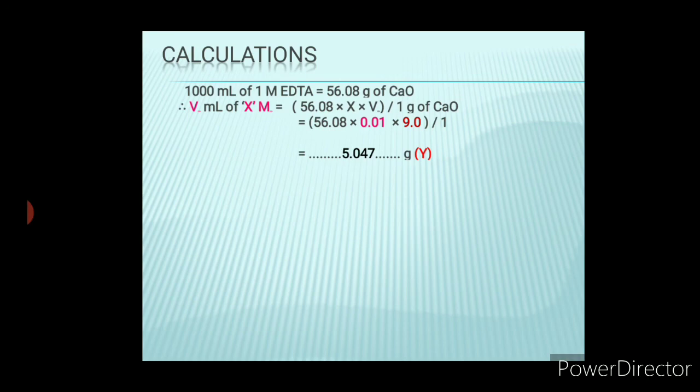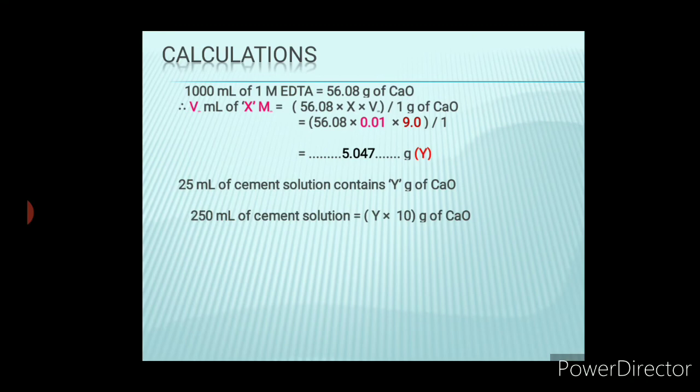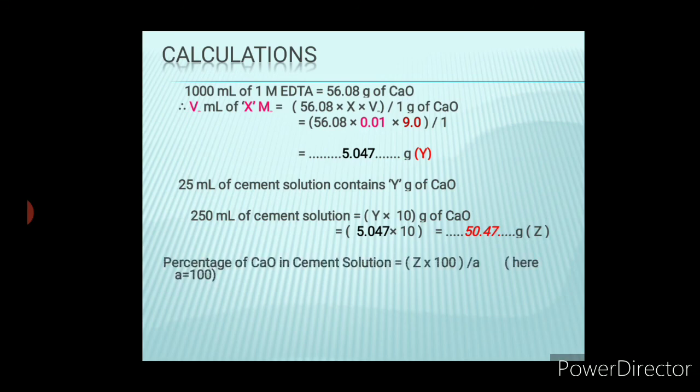Now here 5.047 gram of calcium oxide is for 25 ml. So for 250 ml, how much, we need to calculate that first. For 25 ml cement, Y gram of calcium oxide. So for 250 ml, Y into 10 we have to do. After doing that, 5.047 into 10, we get 50.47 gram, which is Z. So the percentage of calcium oxide in cement solution is equal to Z into 100 divided by A. Here A is equal to 100, one more conversion factor. After substitution, 50.47 into 100 divided by 100, we get the percentage of calcium oxide present in the given cement solution.